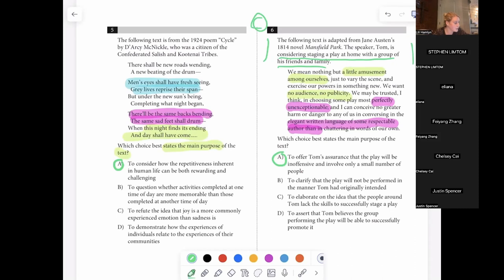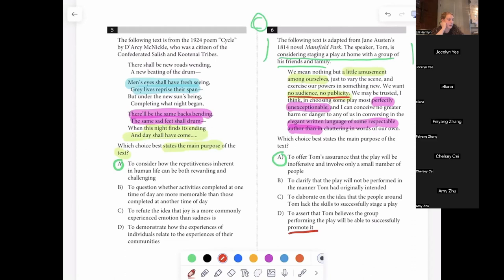Okay, so the issue here with D is that the text says they want no audience or publicity, and D says that he believes the group will be able to successfully promote it. For something to be promoted, it suggests publicity, you're wanting publicity or a bigger audience, whereas this is saying that it's very small, they don't want that. Does that make sense?